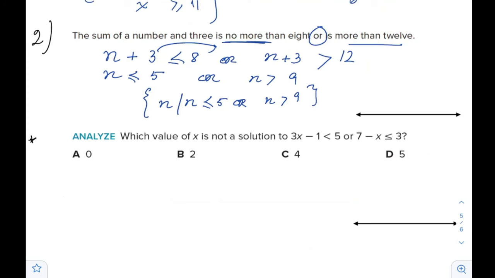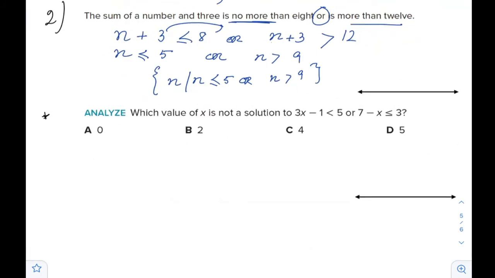Perfect. Now, this is a good question. Which value of x is not a solution of this compound inequality? Which one is not a solution? So we don't have another choice now except solving. We have to solve them.